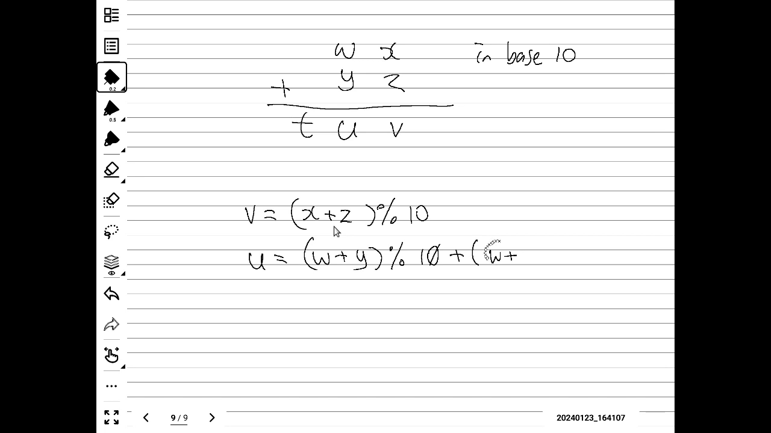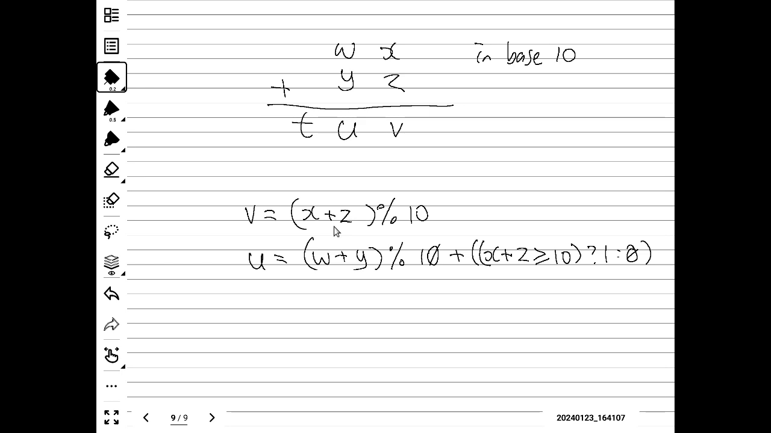But I'm going to use the most concise way to do it. Greater than or equal to 10, ? 1 : 0. All right, so I'm claiming that this portion here is representing the carry from the rightmost column. Does that make sense to you?